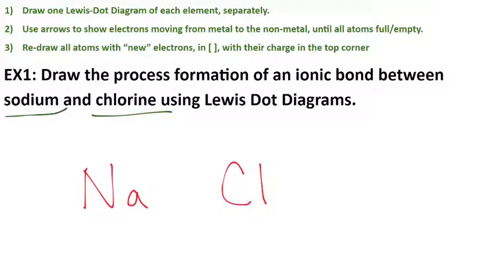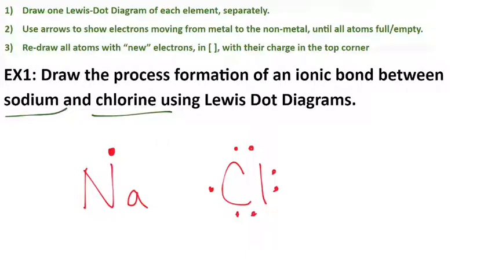If we check the periodic table, sodium is in column 1, which means it gets 1 dot. Chlorine is in column 17, or 7A, which means it gets 7 dots. That's our first step, just drawing one of each.